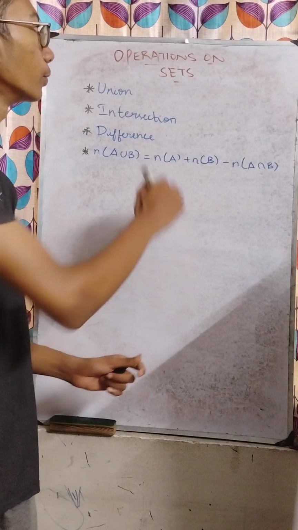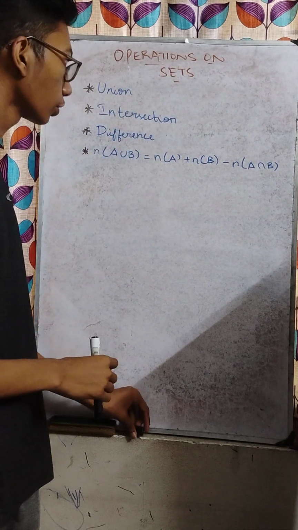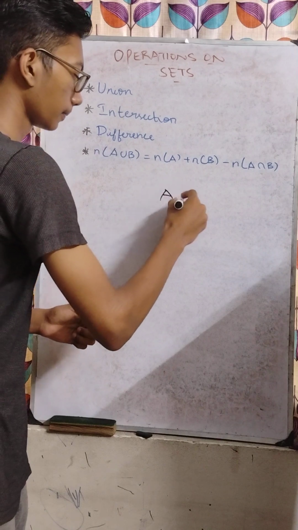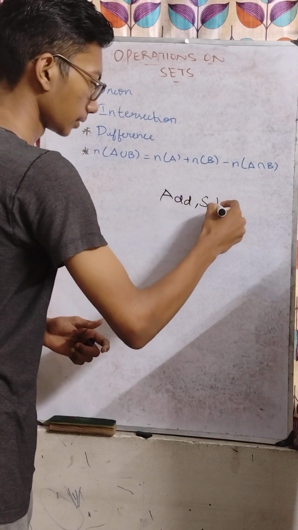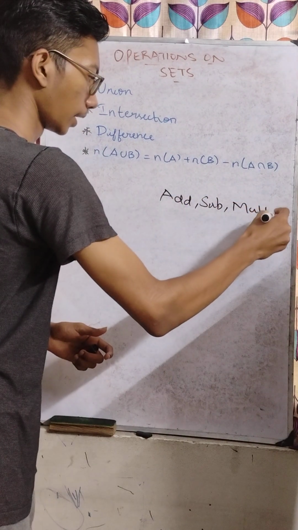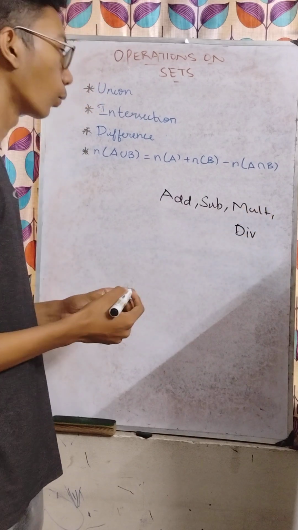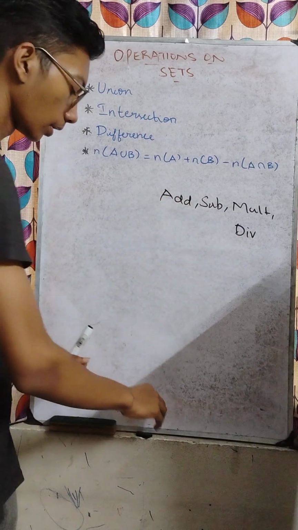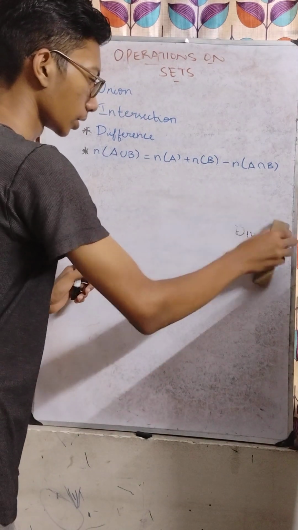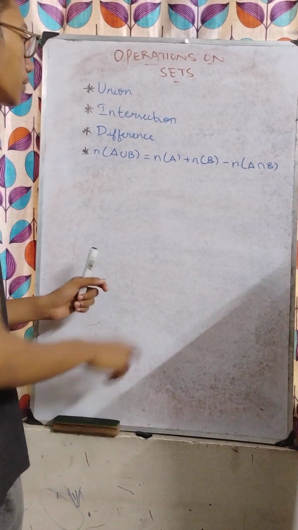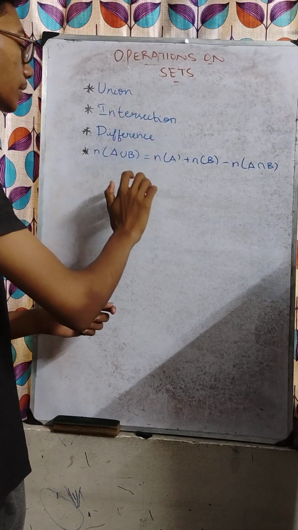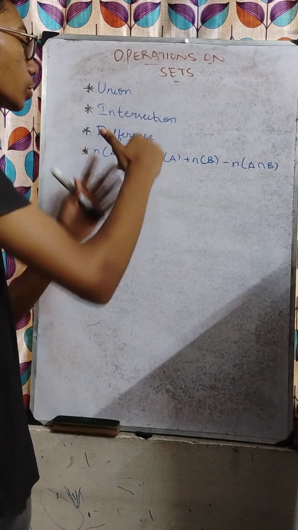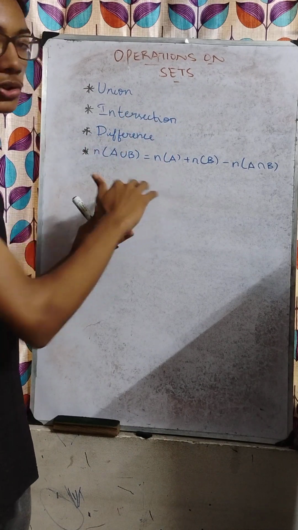In this video we have operations on sets. So we know operations on normal numbers: addition, subtraction, multiplication and division. Now we have to see what operations we can do on sets. So we have three operations: union, intersection and difference. And this is a formula involving these two operations, which we will see at the last.